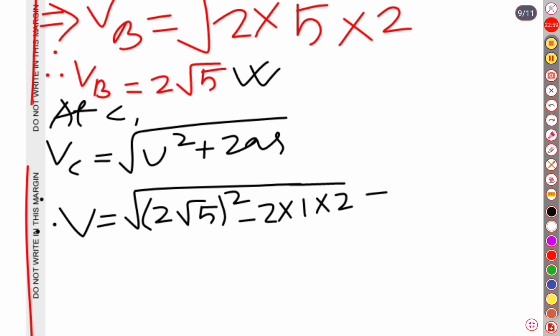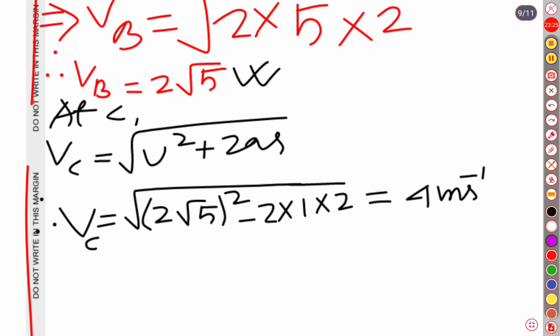So if we calculate this, what is it going to be? Final velocity at C is going to be, this is 4 times 5 is 20, 20 minus 4 means 16. So it is actually 4. It is going to be 4 meters per second at C. Okay, now the last part at D.